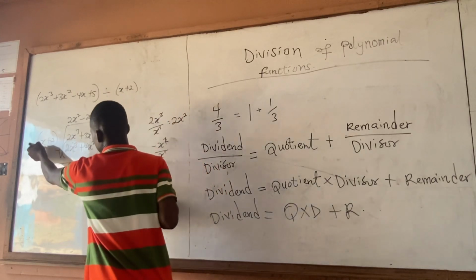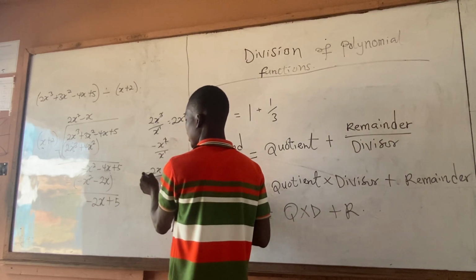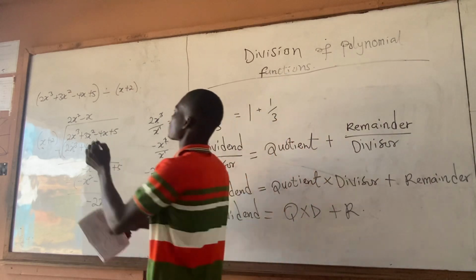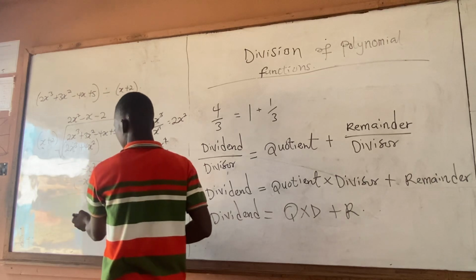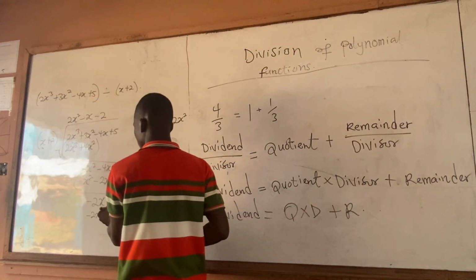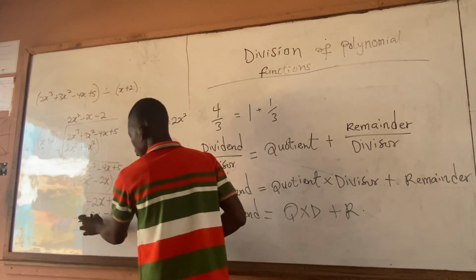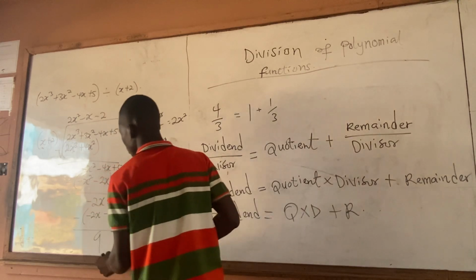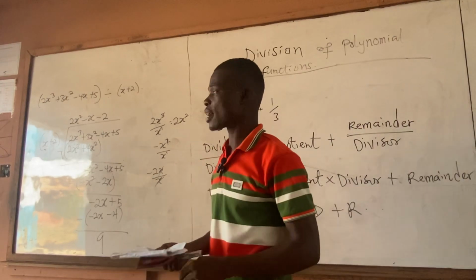So let's do the same. s goes into minus 2s, we have minus 2s over x. The s will take care of the x, and we have negative 2. So write our minus 2 here. Minus 2 times x, we have minus 2x. Minus 2 times 2, we have minus 4. Now let's subtract. We are going to get minus 2s minus minus 2s is 0. 5 minus minus 4, we have positive 9. And you see, here we cannot divide again.